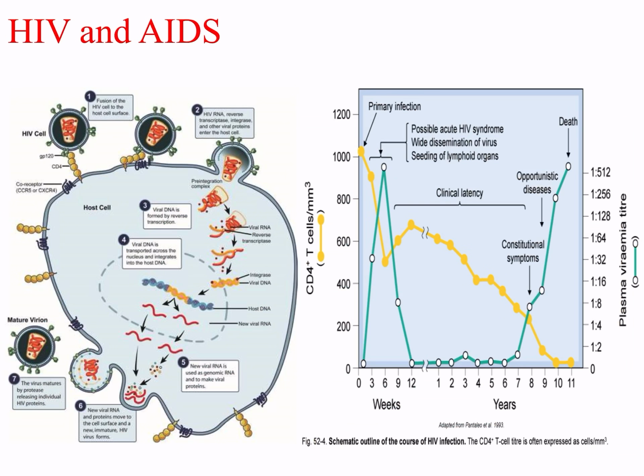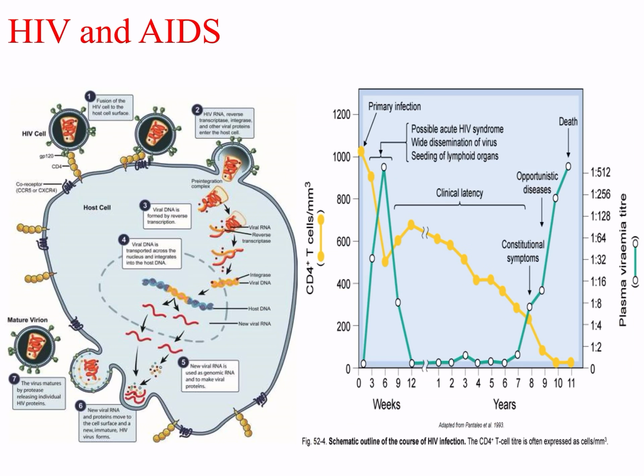New viral RNA can be made in the nucleus during transcription, and it is then used to make new viral proteins that move to the cell surface and form new viral capsids and mature into new virus that can enter a new cell.